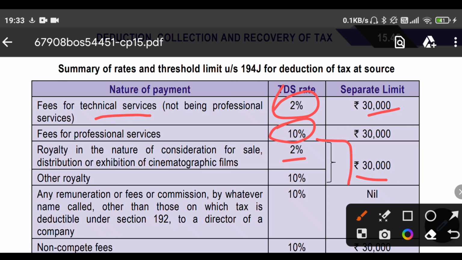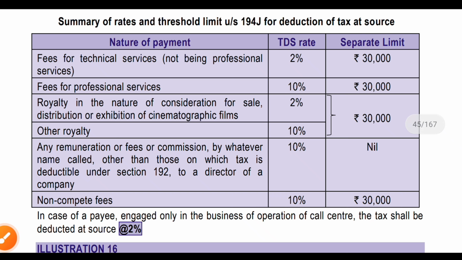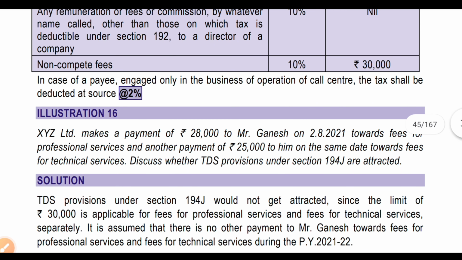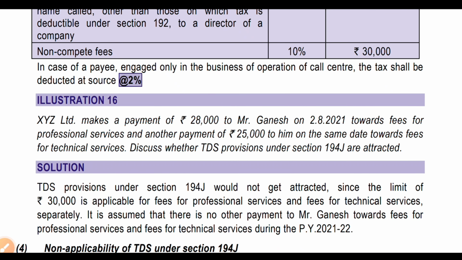So there is a common limit between these because both are royalty, right? So there is a separate limit of 30,000 for that. But for directors there is no limit. Whenever we pay any fees to a director, there is no limit. We have to deduct the TDS at the rate of 10%, and for non-compete fees there is a separate limit of 30,000. So basically there is a separate limit of 30,000 for each kind of service, right? So here the payment is for different services, so TDS will not be attracted.